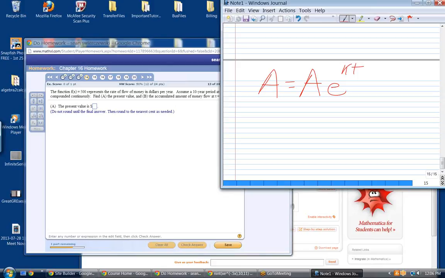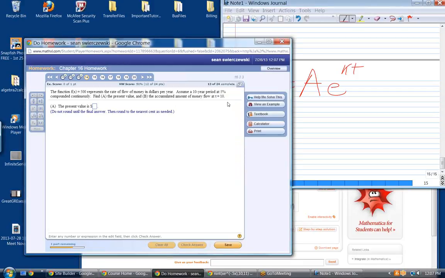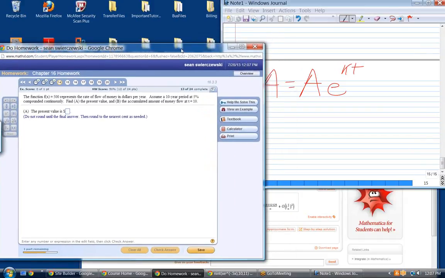Is that money flow at x equals 10? 500. So the money flow is $500 per year being added. I mean, I got the last few words of the problem. Oh, excuse me, I'm sorry. At t equals 10, they want the accumulated amount of money at t equals 10. Hold on.